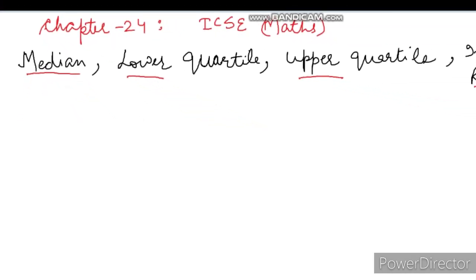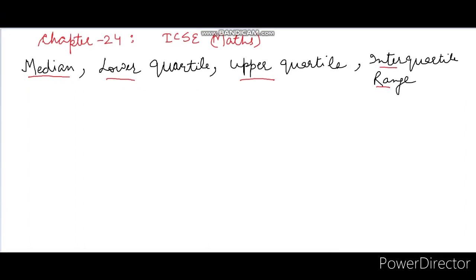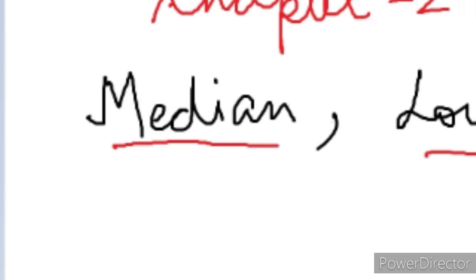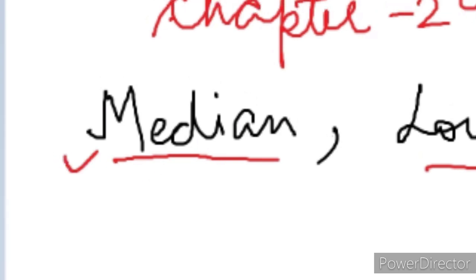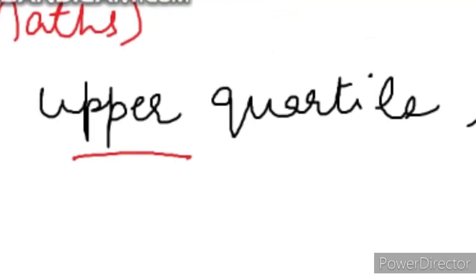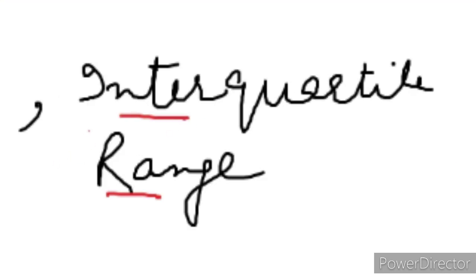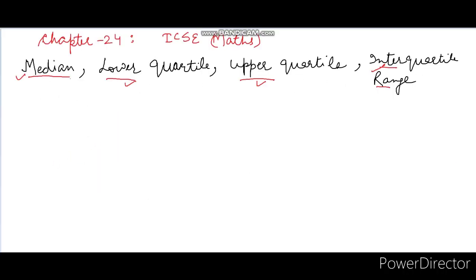We are still on chapter number 24, Measures of Central Tendency, and my topic today from that chapter is median, lower quartile, upper quartile and interquartile range. Median is not a new topic for you, but lower and upper quartiles and interquartile range are definitely new things. So we are going to see them carefully.